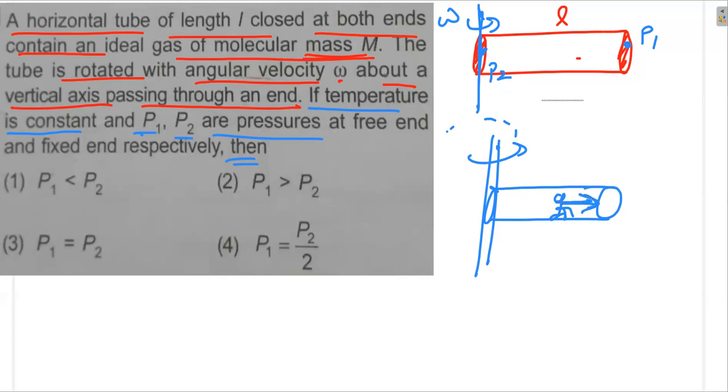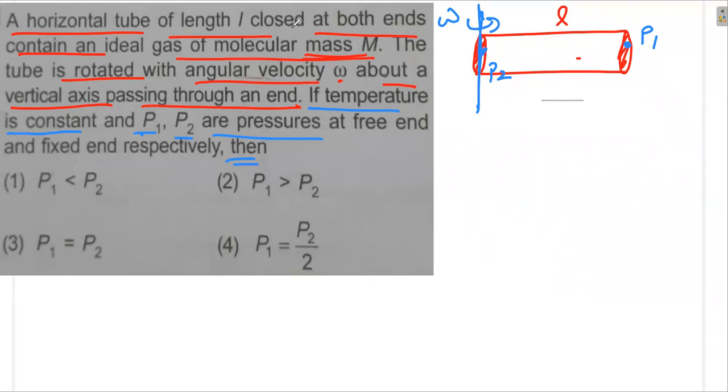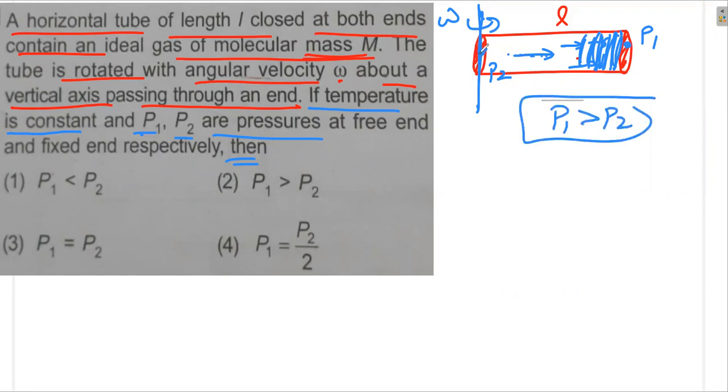The same thing will happen for the gas molecules. Initially, before you rotate, the gas molecules will be evenly distributed. Everywhere the pressure will be the same. If you don't rotate, P1 will be equal to P2. As I rotate, the gas molecules feel a force outward, so they start piling up here. There will be more gas molecules here, so the pressure here will be more compared to the pressure here. So P1 will be greater than P2, simply because the gas molecules are getting pushed out because of the centrifugal force.